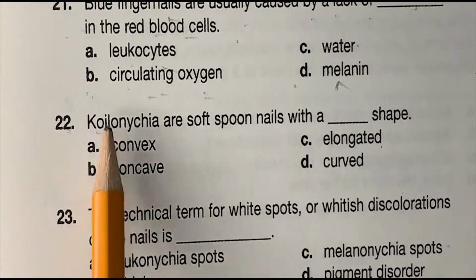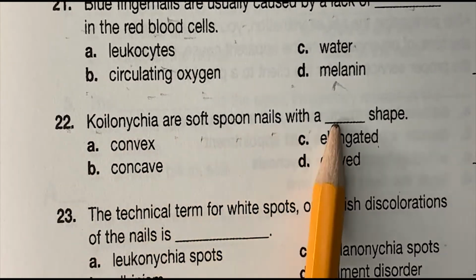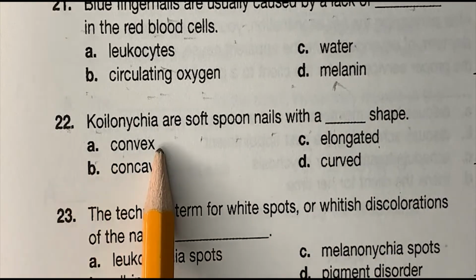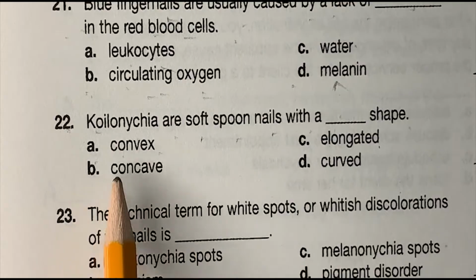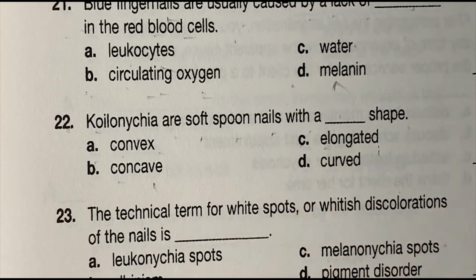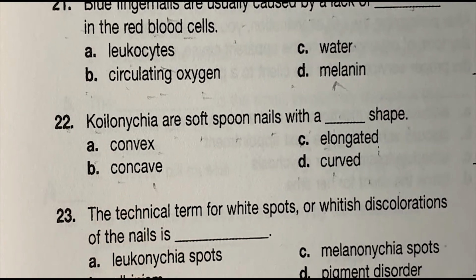Number 22, koilonychia are soft spoon nails with a blank shape. Is it A, convex, B, concave, C, elongated, or D, curved? And your correct answer is B, concave.